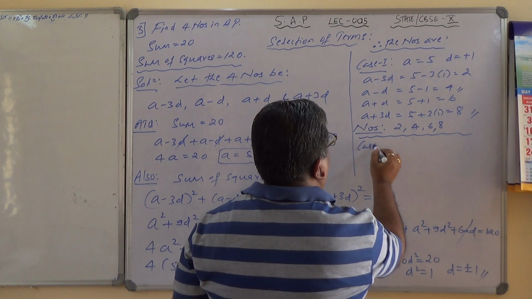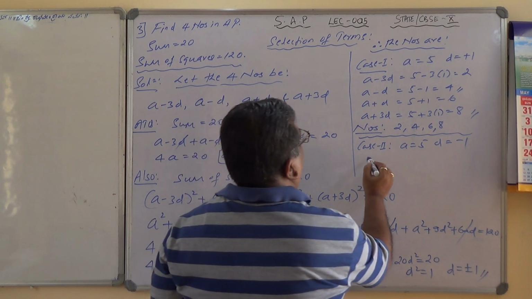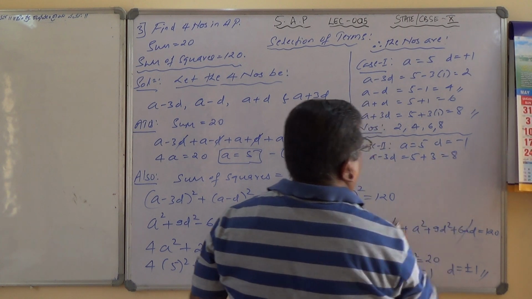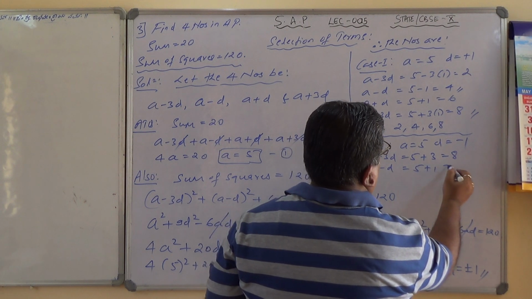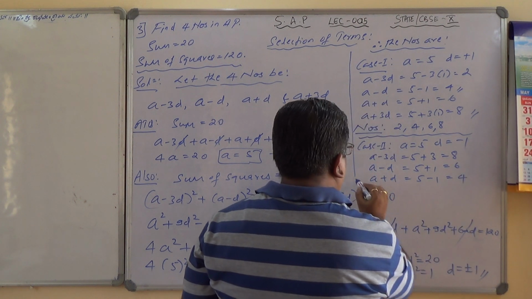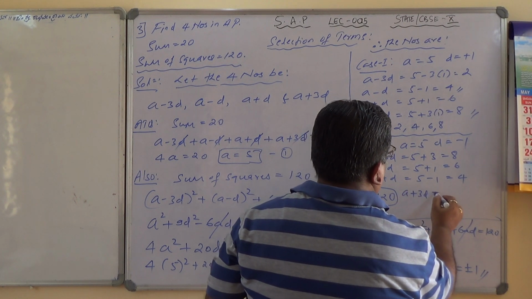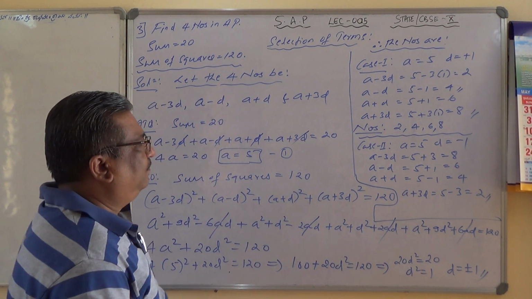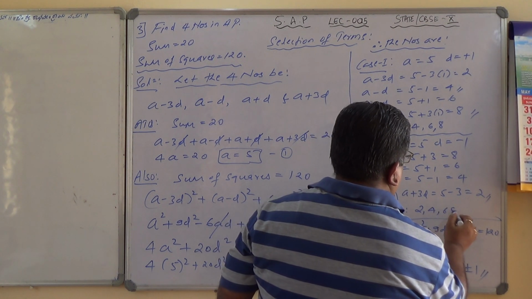Case 2: a equals 5, d equals minus 1. Therefore the numbers are a minus 3d equals 5 plus 3, which is 8. I think we may get the same. Let's check. a minus d equals 5 plus 1, 6. a plus d is equal to 5 minus 1, 4, and finally a plus 3d equals 5 minus 3, which is 2. Therefore 2, 4, 6, 8. Correct? Therefore the numbers are 2, 4, 6 and 8.